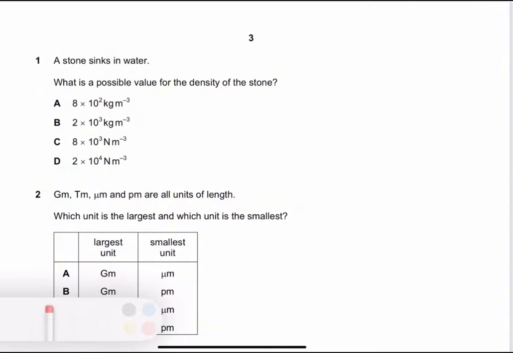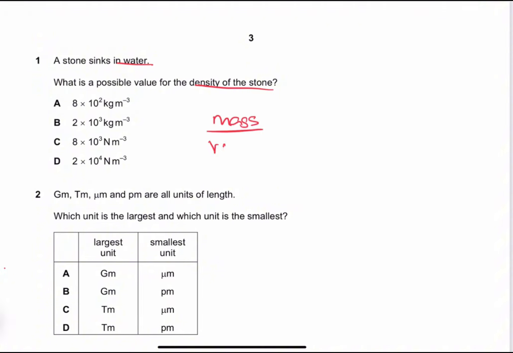Question one, it states that a stone sinks in water. Okay, so we're given a stone that sinks in water and we've been asked to state a possible value for the density of the stone. What is density? Well, density is the mass per unit volume, okay? That is basically what density is.